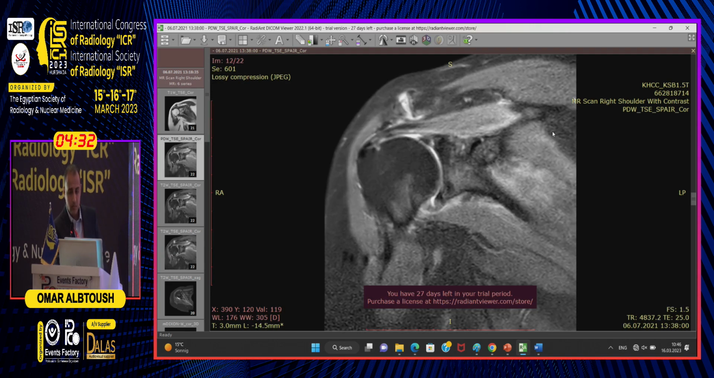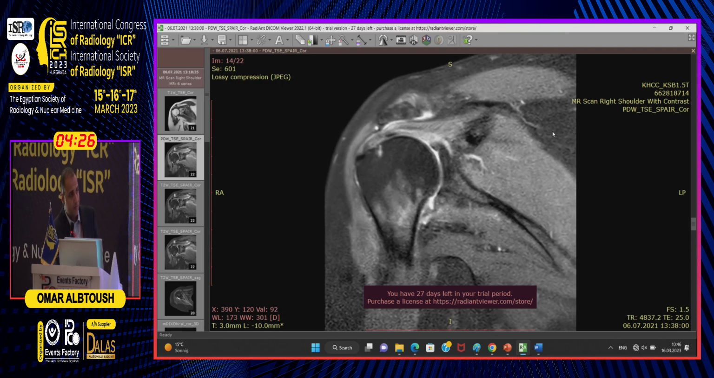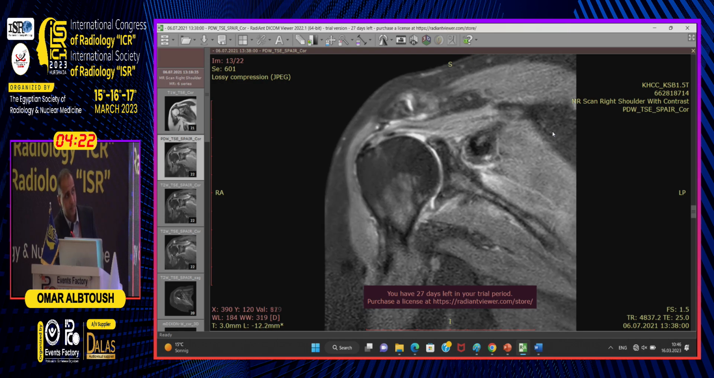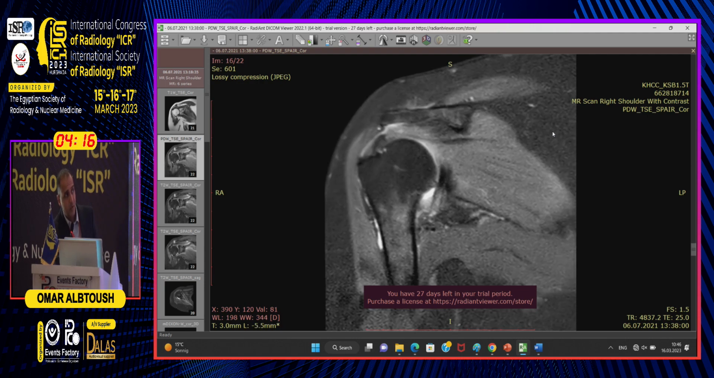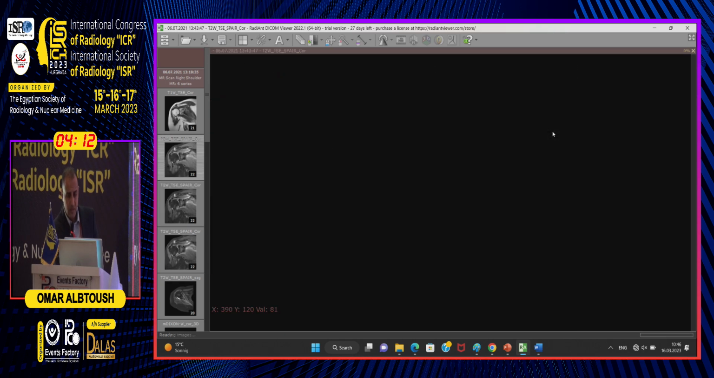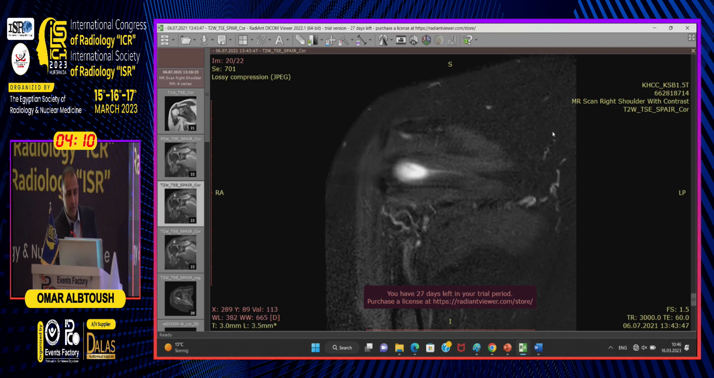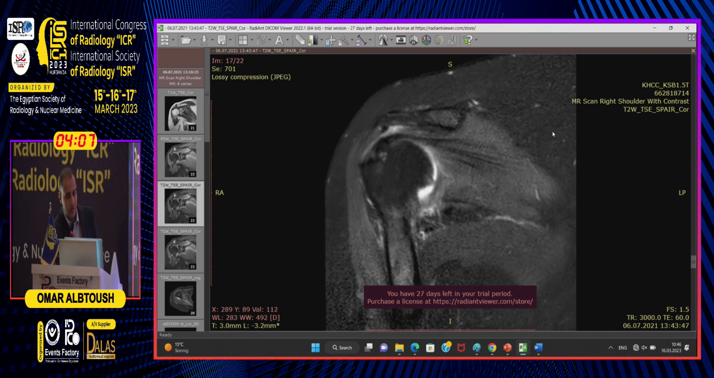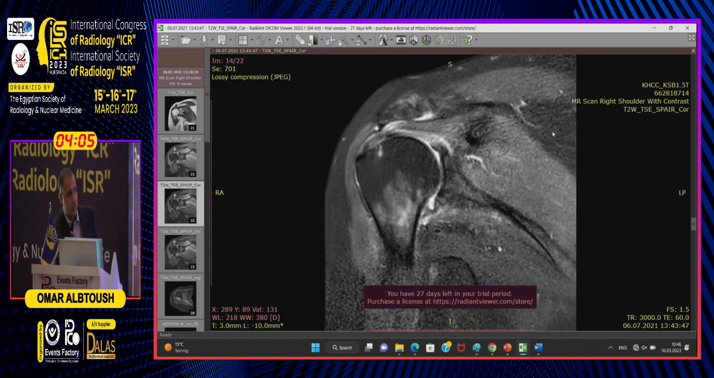So, as you can see here, we have preserved alignment, we have edema and apparent thickening of the axillary recess. We have also degeneration of the AC joint, we have fluid, we have edema also at the rotator interval. This is STIR images. This is PD. And on STIR images, as you can see here, same changes. This is the axillary recess and this is the rotator interval.